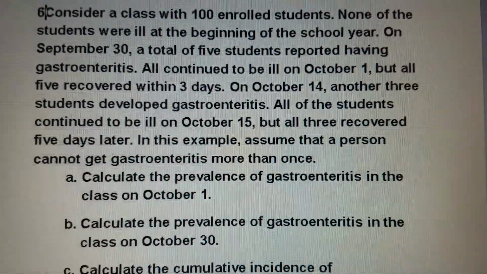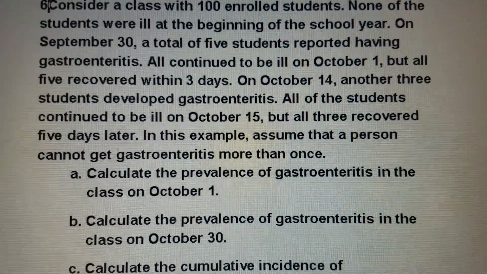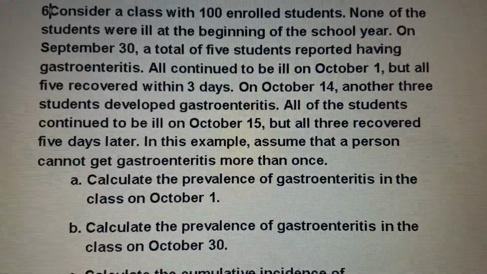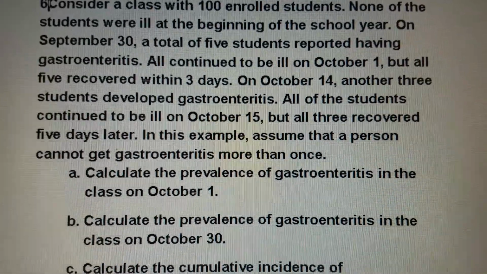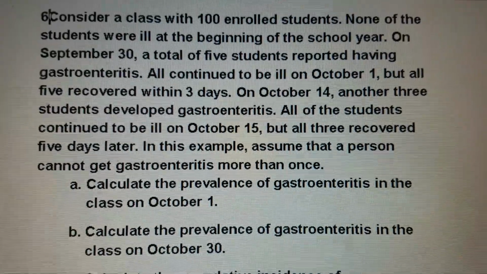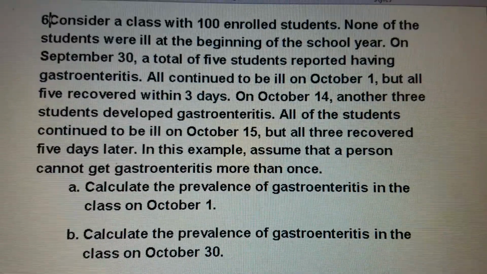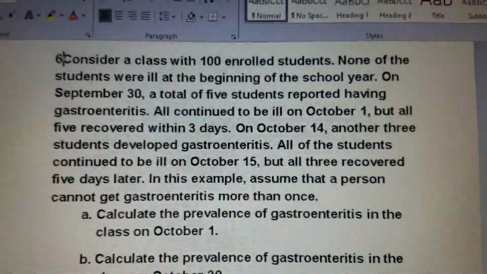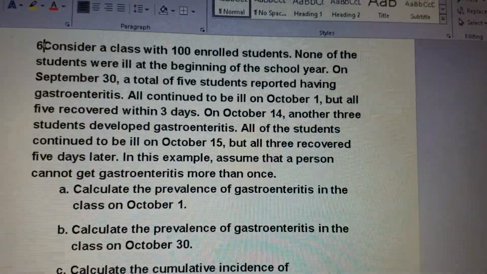On October 14th, another 3 students developed gastroenteritis. All of these students continued to be ill on October 15th, but all 3 recovered 5 days later. In this example, we have to assume that a person cannot get gastroenteritis more than once. So once we included them in the denominator one time, we can't include them a second time once they get better, okay? So there's 3 parts to this one, actually.